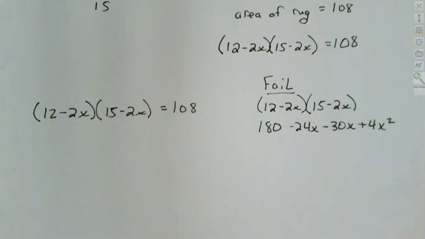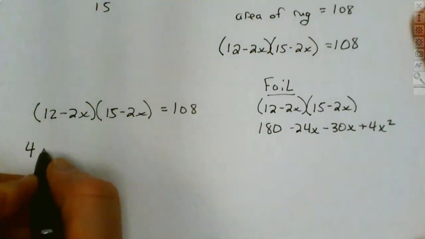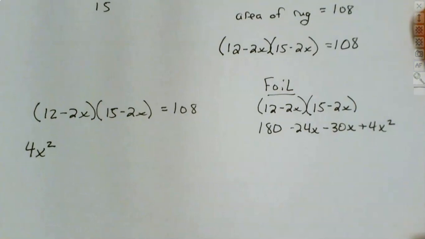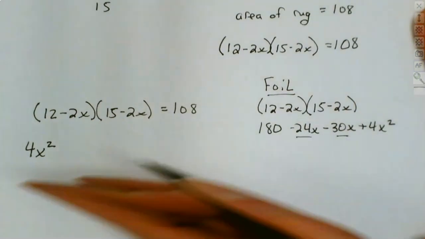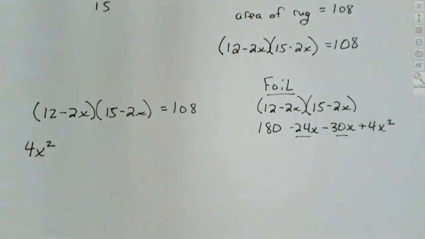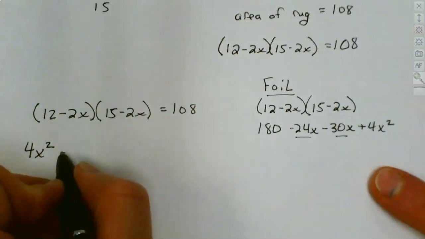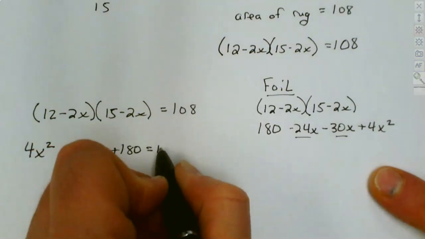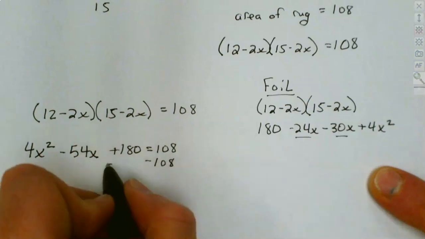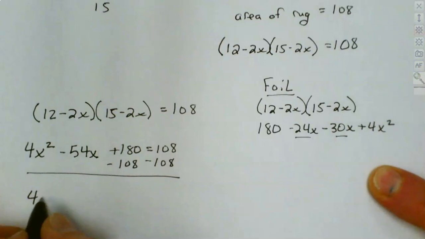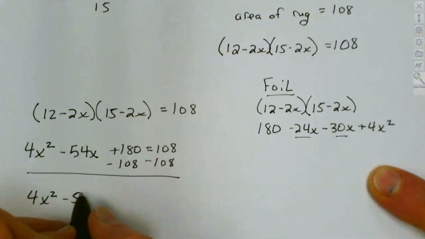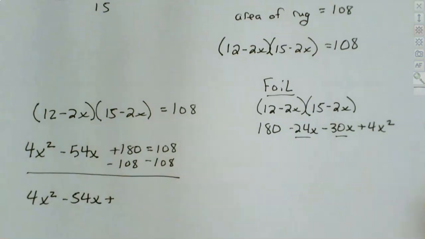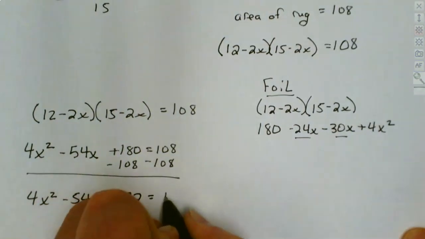Now we can use this, set it to 0, and solve it. I'm going to write it in the correct order. We'll write that 4x squared first because it's the highest power. These can go together, and that's going to make that a minus 54x here. And we've got 180, and that equals 108. We're going to move that 108 over with subtraction. And now we have 4x squared minus 54x, and then we've got 180 minus 108. That makes it a 72. And that equals 0.